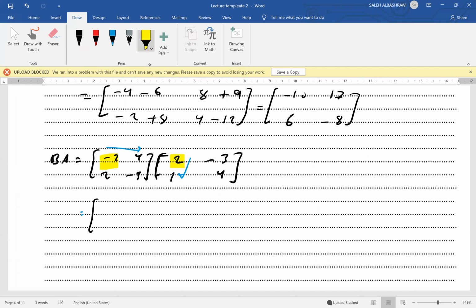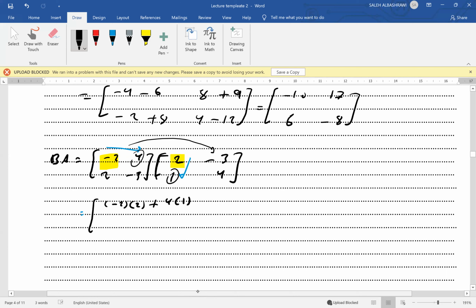First with the first, so it is -2 times 2 plus 4 times 1. Second with the second down. Now we move to the second column. I will have -2 times -3 plus 4 times 4. Now the second row, 2 and -3.